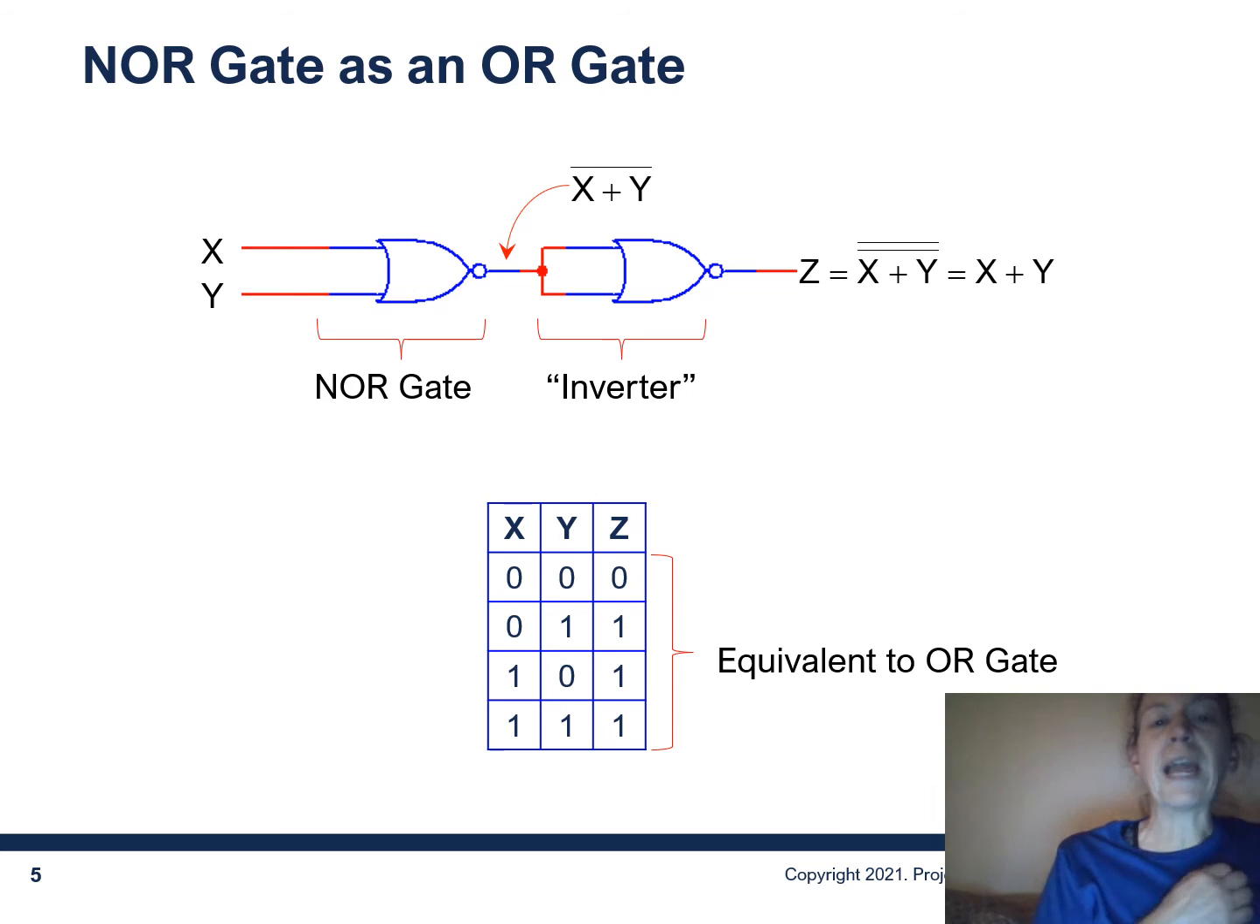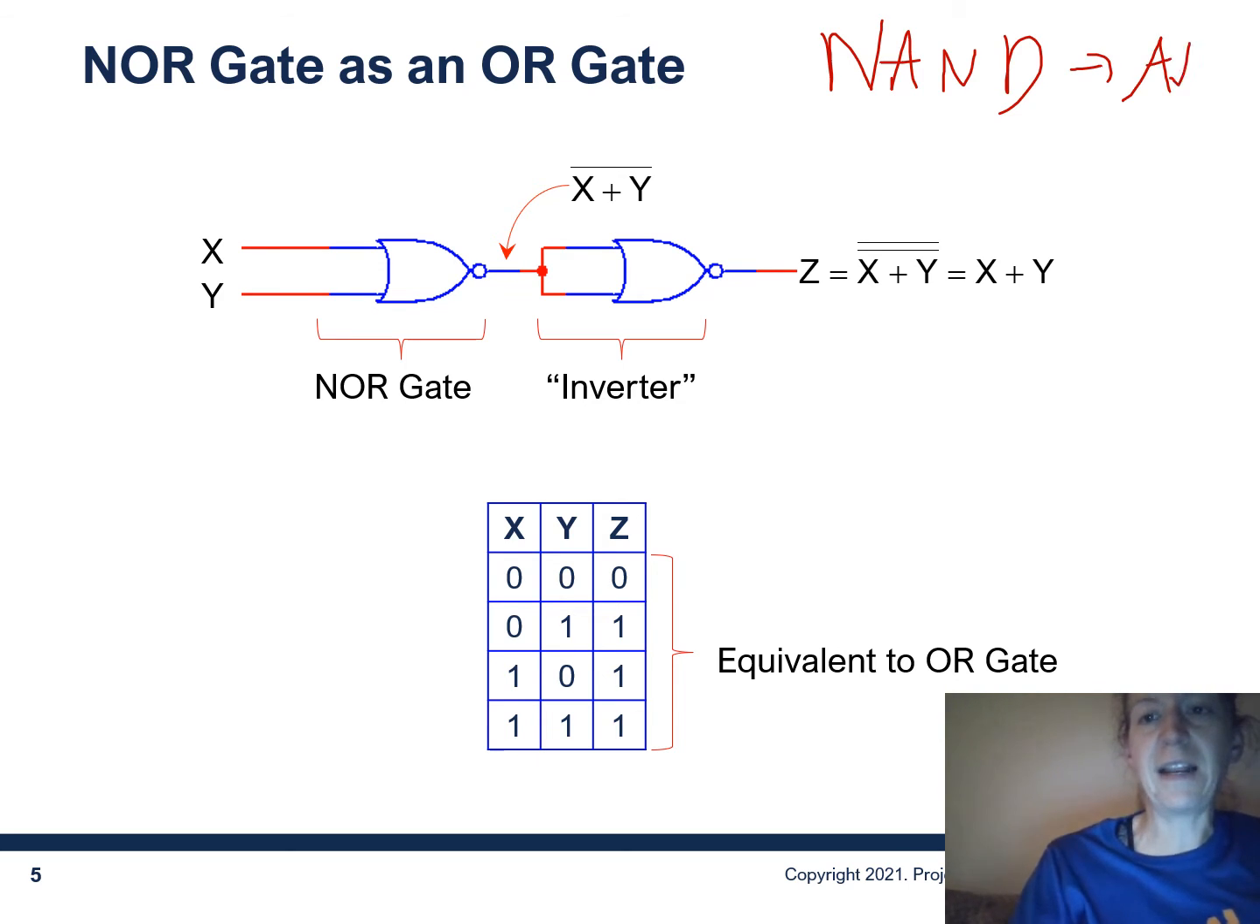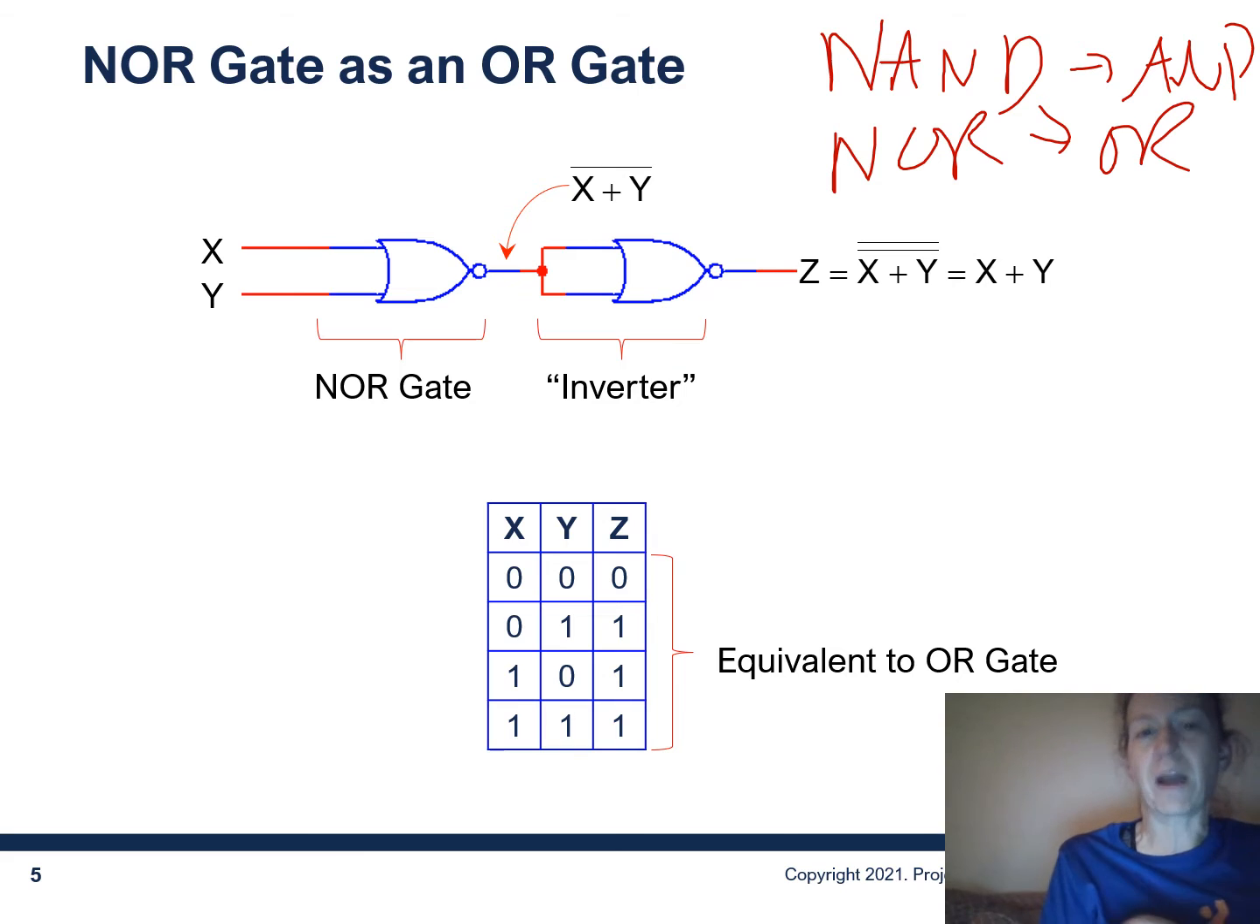Okay, NOR as an OR. Like the NAND as the AND gate configuration, it's the same for NOR and OR. It's exactly the same kind of configuration. The problem is when you run it through the NOR gate, it inverts it when you didn't want it to invert it. So what you have to do is invert the output again.